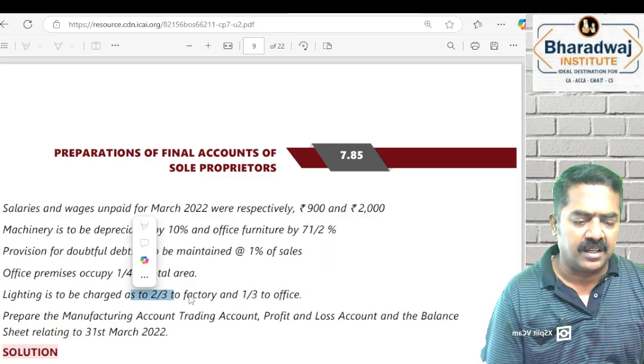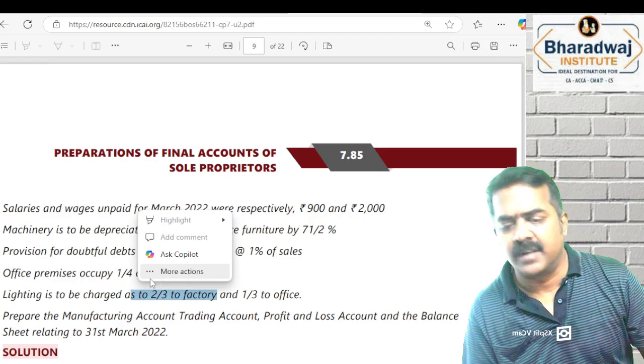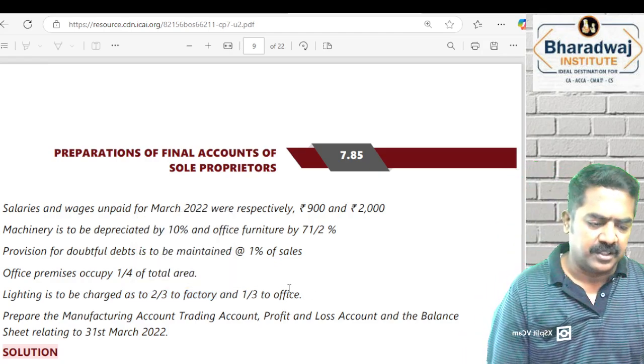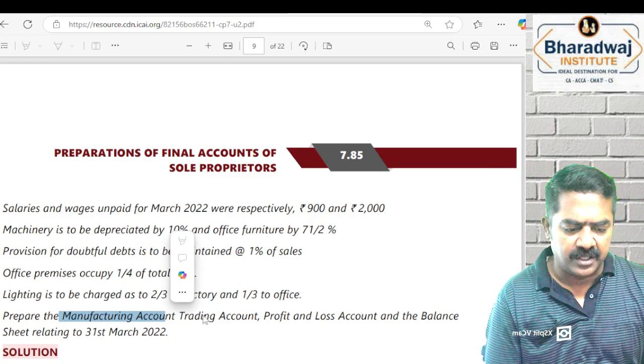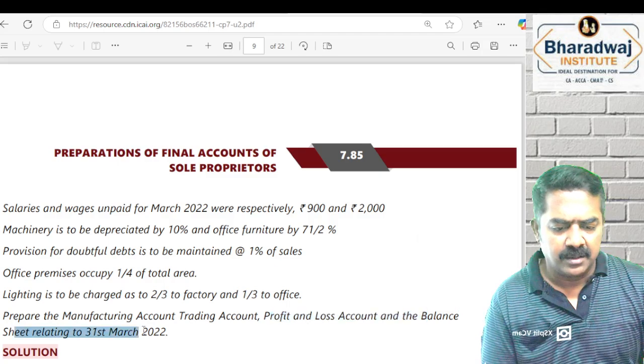2/3 is for the factory now. All factory expenses, where will they be charged? Manufacturing account. So they ask you to prepare a manufacturing account, trading account, P&L account, and which one? Balance sheet they ask for.